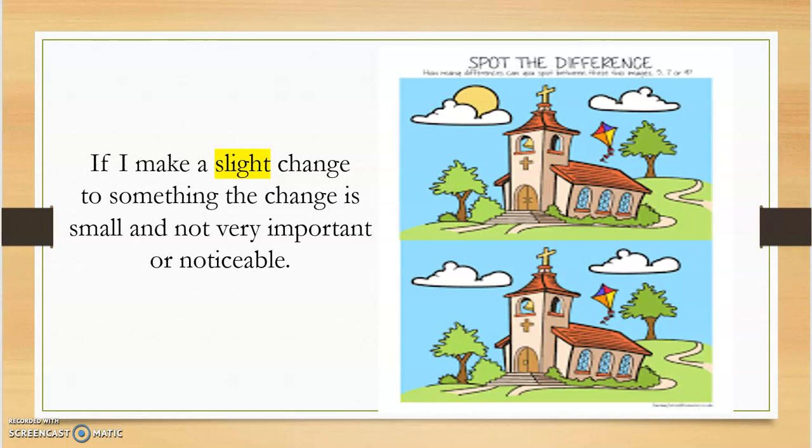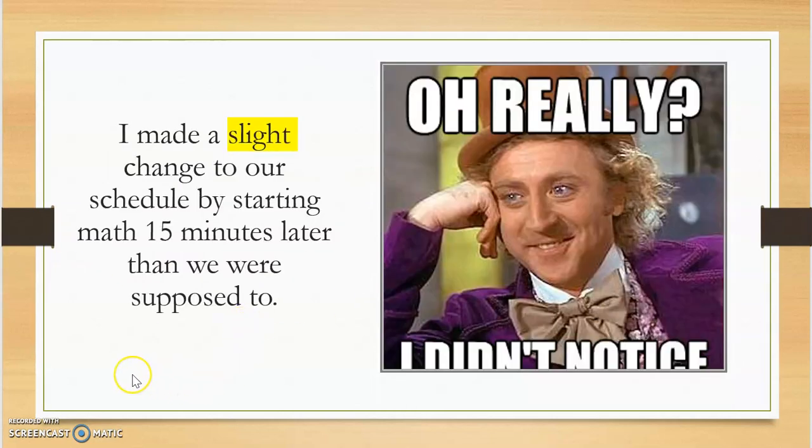So take a look at the picture on top and the picture on the bottom. See if you can spot that slight change. Right, you notice in the picture on top, we have the sun hiding behind the clouds, and that is what is taken away or slightly changed in the picture down below. You got it. Another example of this is something your teachers do all the time. They might make a slight change to our schedule. For example, maybe they're starting math just 15 minutes later. We've had to do that a couple times, even on Teams, starting our meetings later due to technology problems. Again, a slight change.